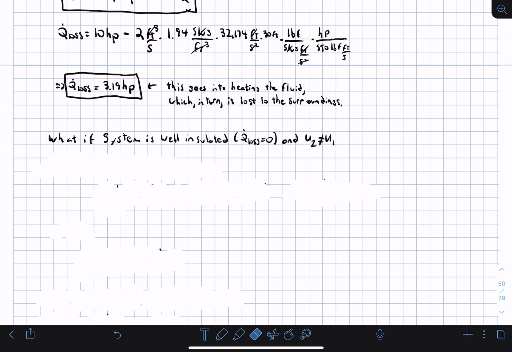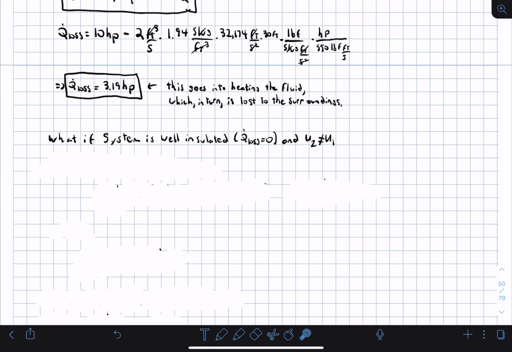So what if the system was very well insulated? Well, if it was well insulated, we could no longer assume that the temperature of the fluid was the same at state one and state two. Okay, we can no longer assume that. Basically, the internal energy at state 2 would be different than at state 1 because the temperatures would be slightly different. And so you can go and repeat this analysis.